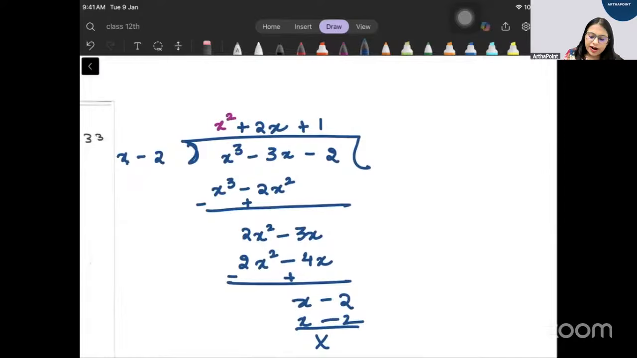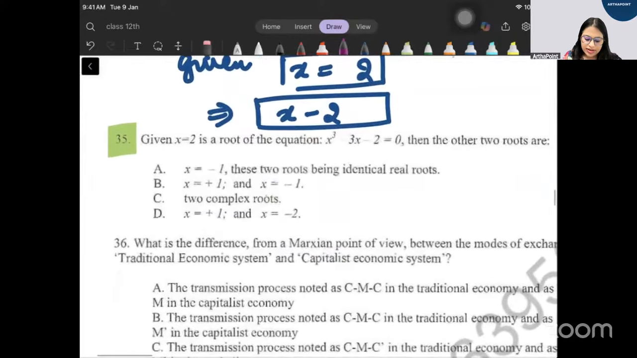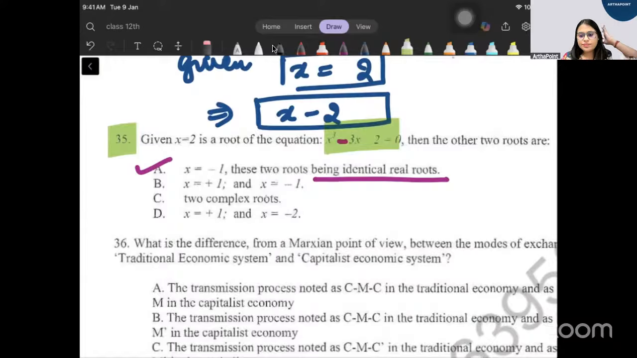Now we have to make factors of x square plus 2x plus 1. Clearly this is x plus 1 whole square. So the value of x will be minus 1. The value of x will be minus 1, right? So that's the answer to this question. X is equal to minus 1, these roots being identical real roots. Is that fine? Yes, it's minus 3x. Okay?